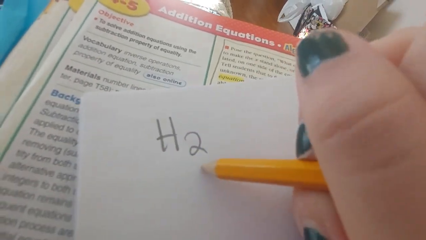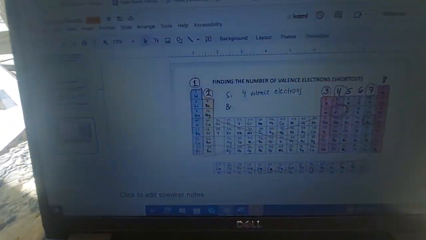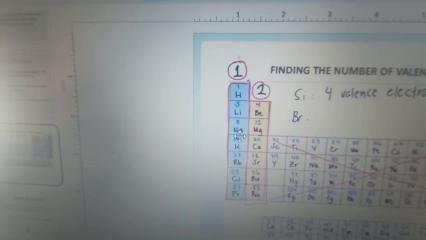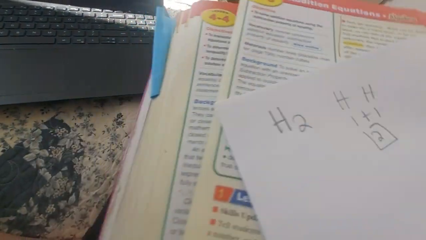So I'm going to write that down here, H2. Now remember, we're starting to pay attention to how many of something there is. Okay, so I know from my valence electron chart that H has 1 valence electron. So H has 1 and H has 1. So add that together. There's 2 total valence electrons.